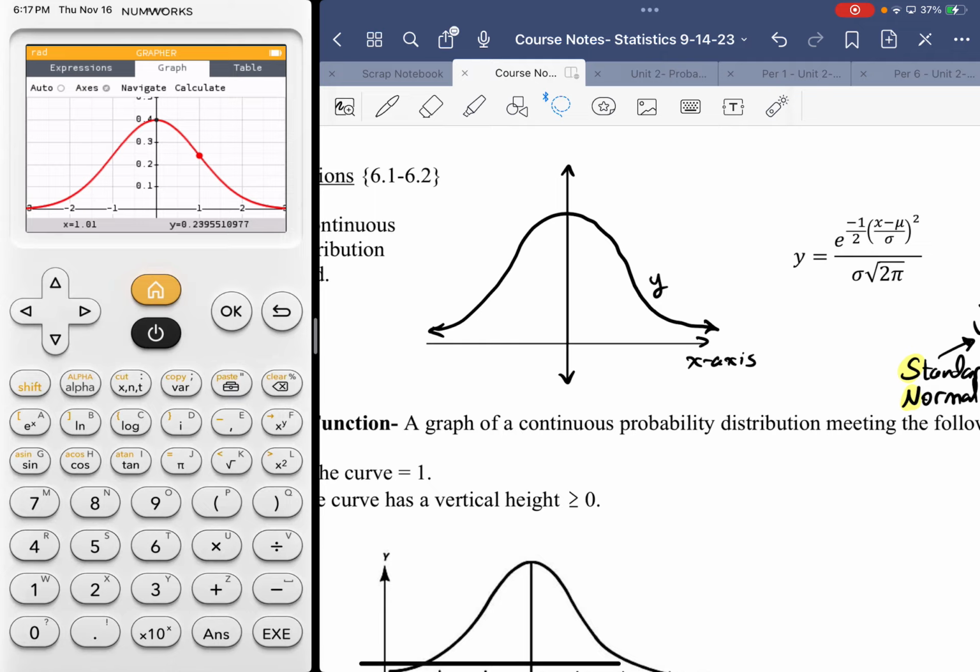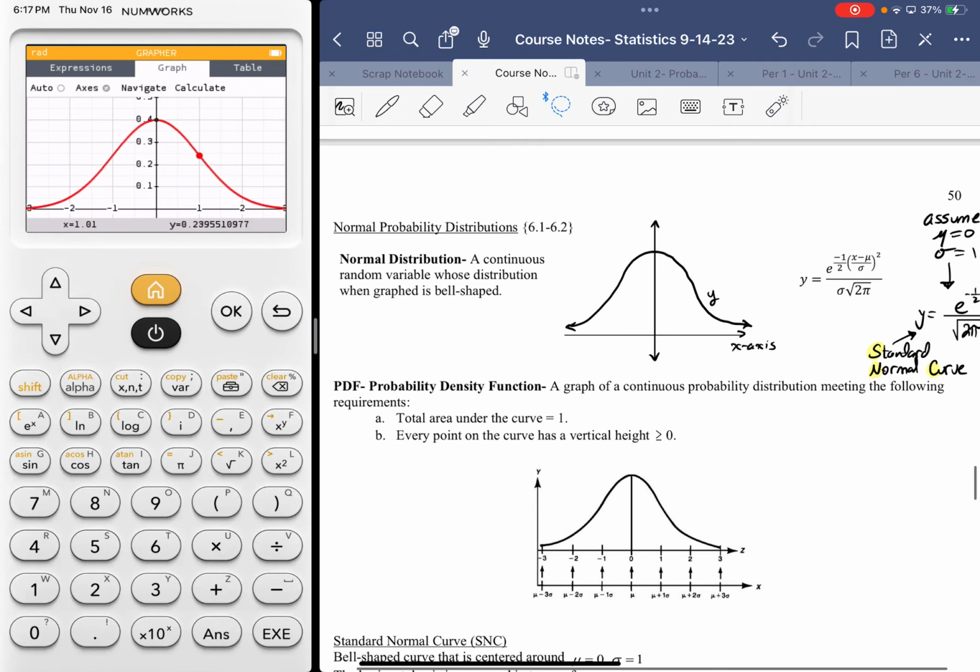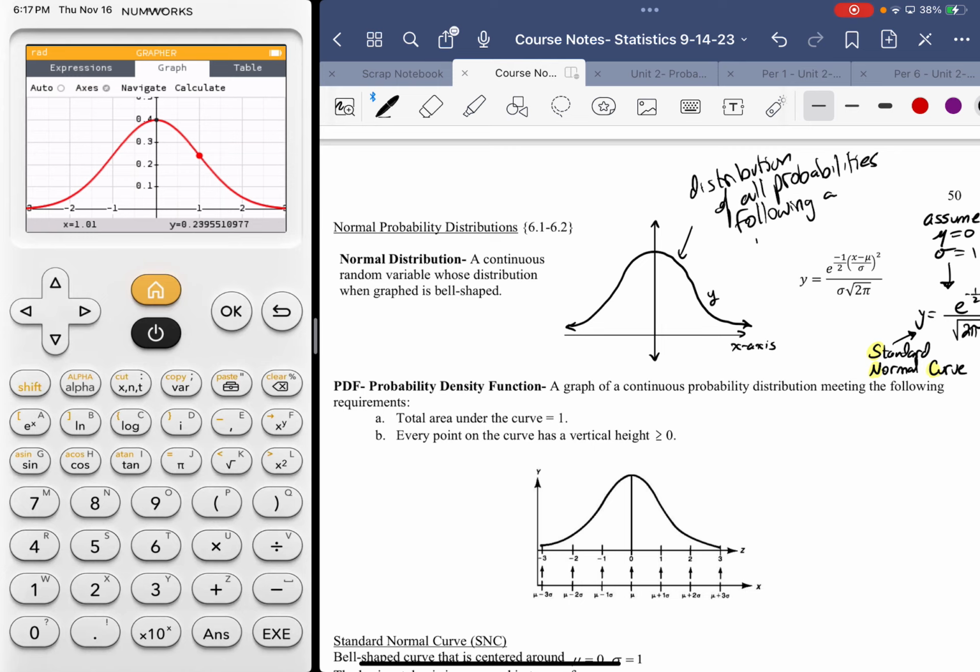All right. So we have probability distributions and probability density, right? So the probability distribution is really what you see in the graph. This is the distribution of all probabilities following a normal curve. All right. The area under the curve represents the density function.